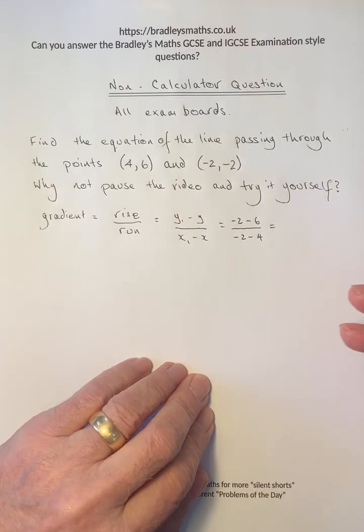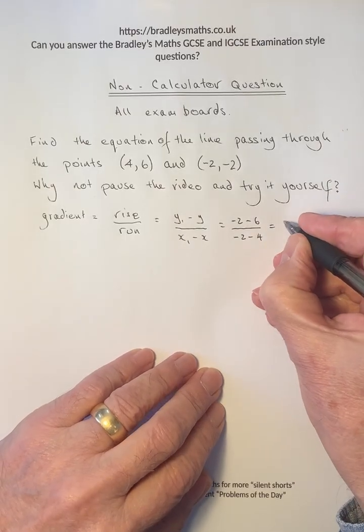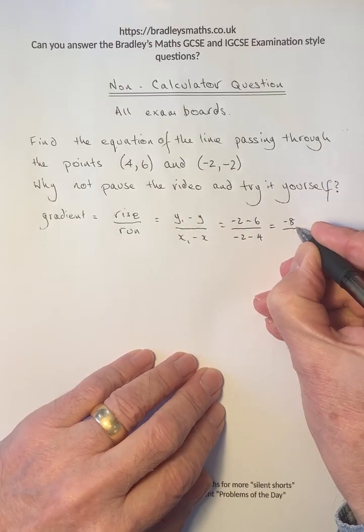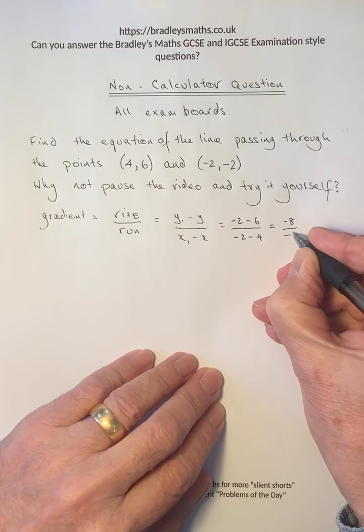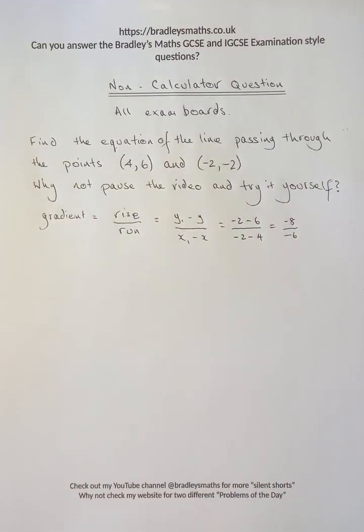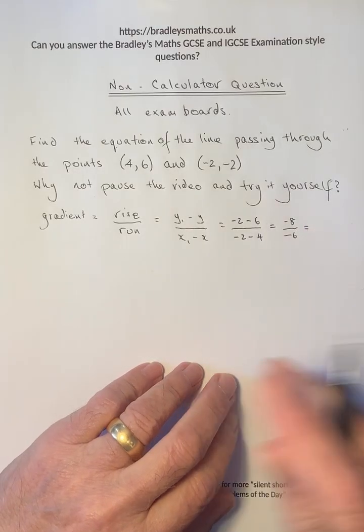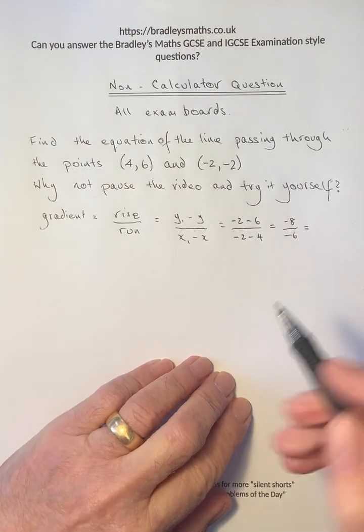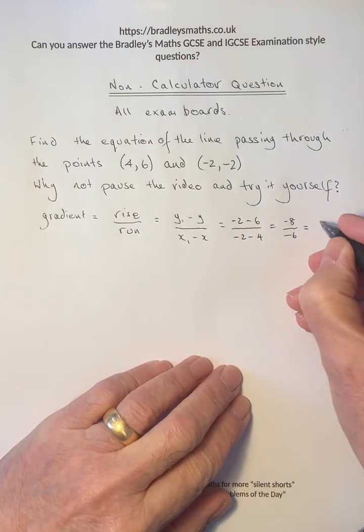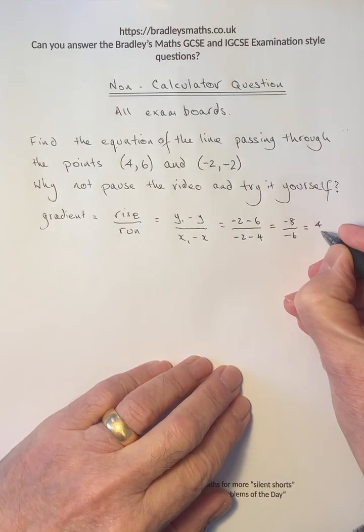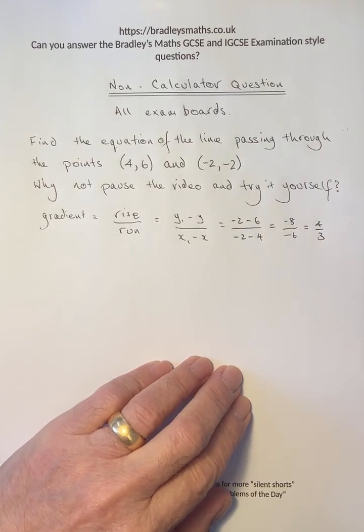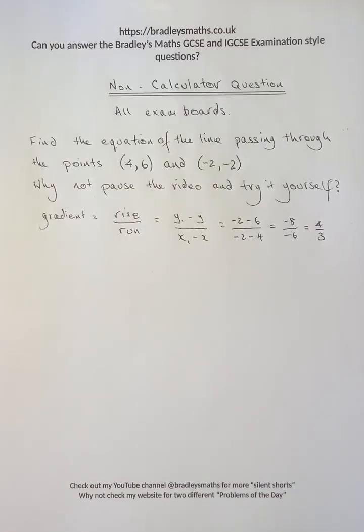Which equals -2 take away 6 is -8, over -6. Negative divided by negative is positive. And 2 goes into both 8 and 6. So we end up with positive 4/3. That is the gradient. That's the measure of the steepness of the line. Okay, so far so good.